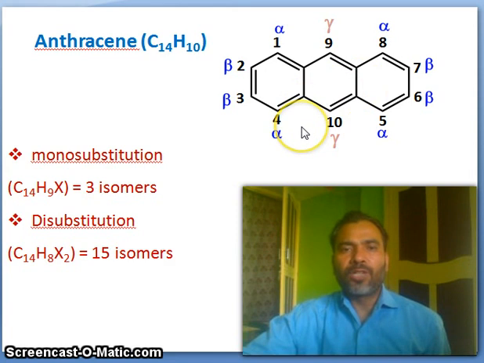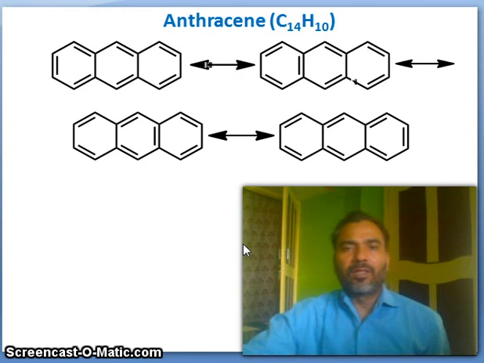Now the question is, if you substitute one R group or X group anywhere, how many isomers are possible? Mono substitution gives 3 isomers and di substitution gives 15 isomers. Now anthracene shows the following canonical structures.